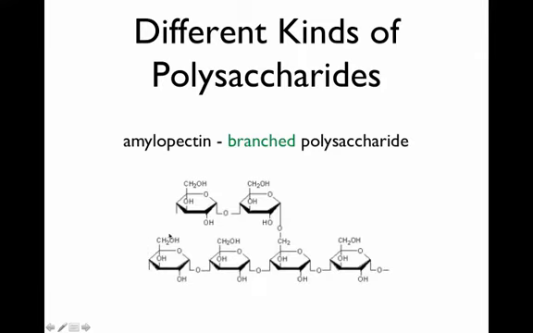So again, if you were to see these chains of glucoses attached in this way with the occasional branch, you probably have the amylopectin polysaccharide. But this is just an example of one with a branch.